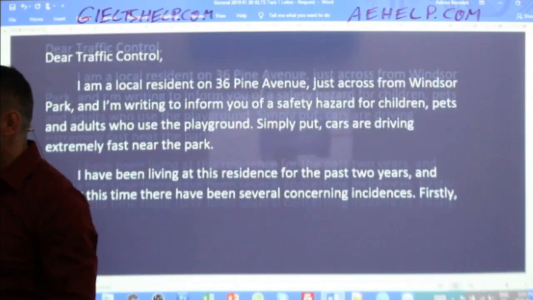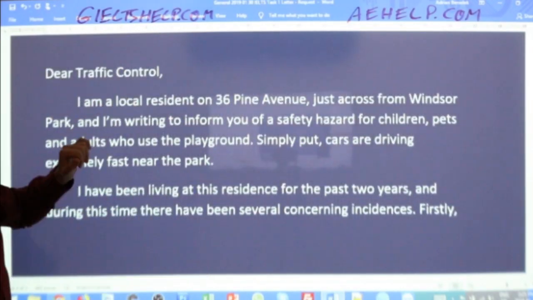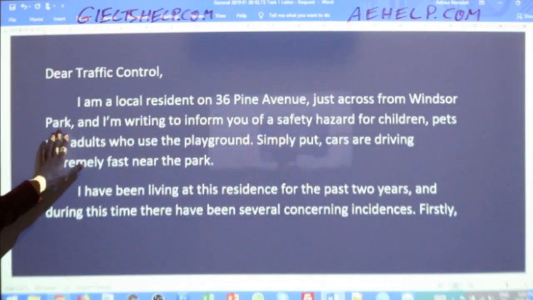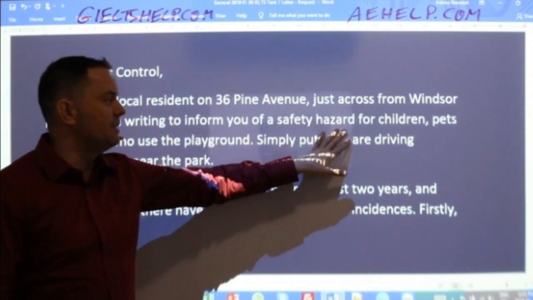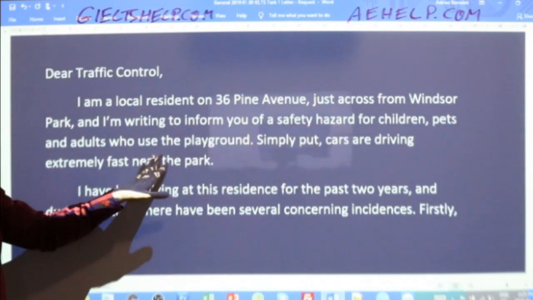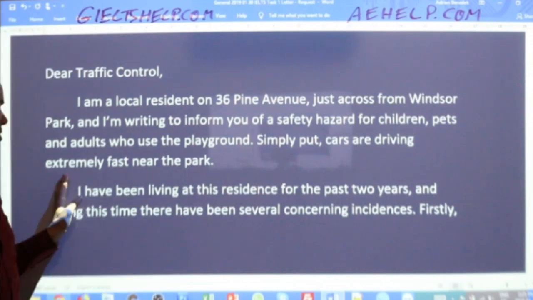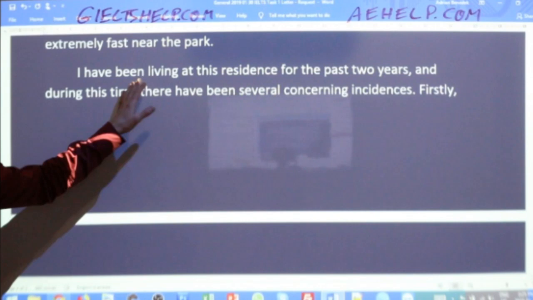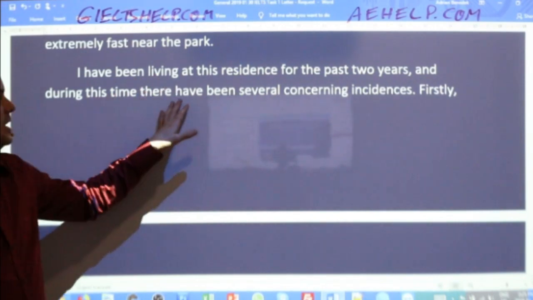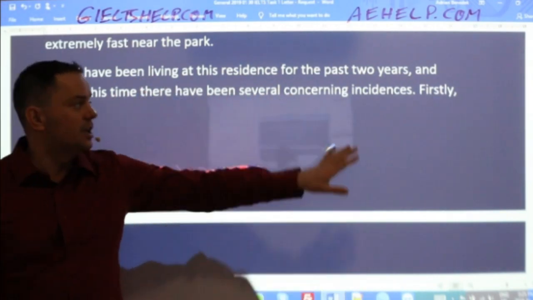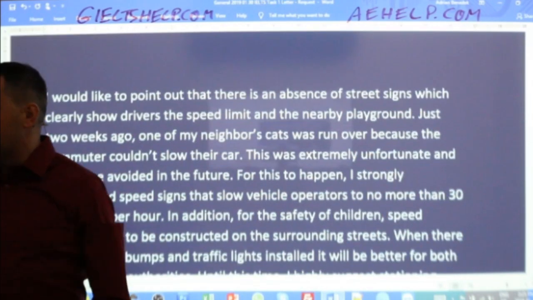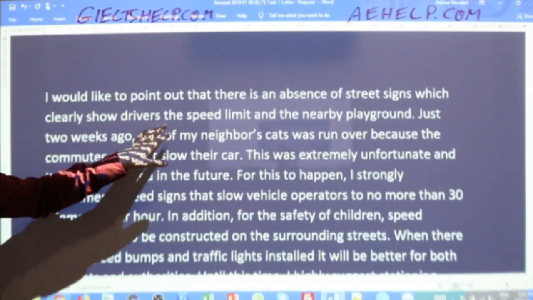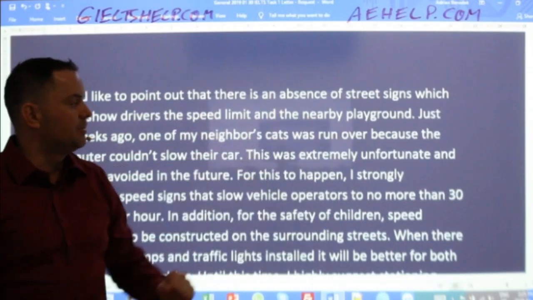Our letter says, Dear Traffic Control, I'm a local resident on 36 Pine Avenue, just across from Windsor Park, and I'm writing to inform you of a safety hazard for children, pets, and adults who use the playground. Simply put, cars are driving extremely fast near the park. I have been living at this residence for 2 years, and during this time, there have been several concerning incidences. Firstly, I would like to point out that there's an absence of street signs which clearly shows drivers the speed limit and the nearby playground.